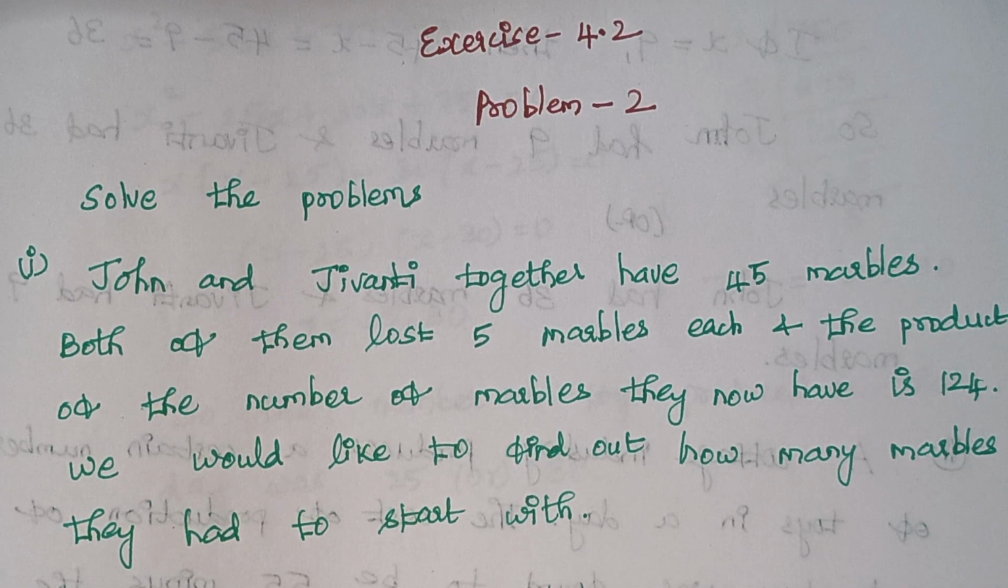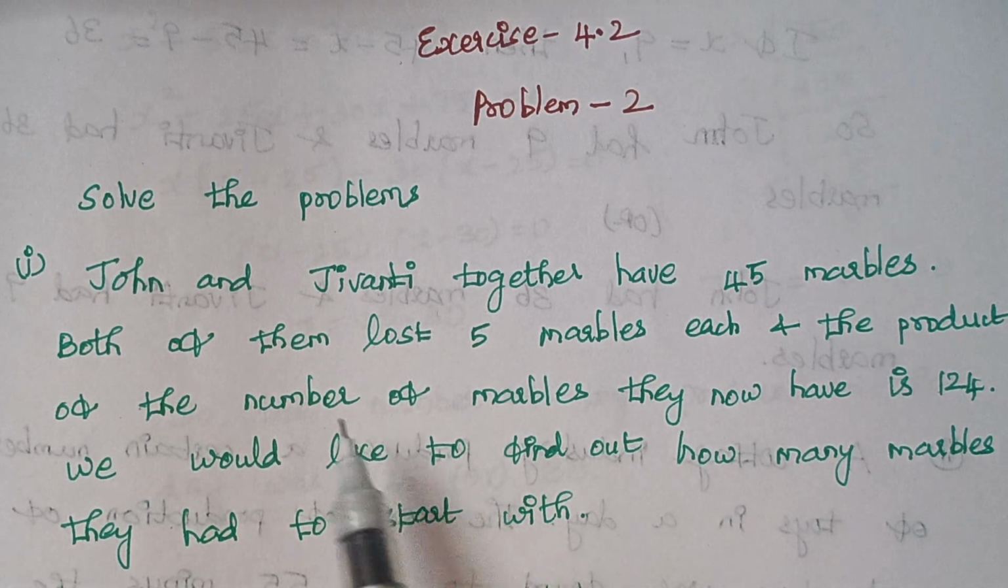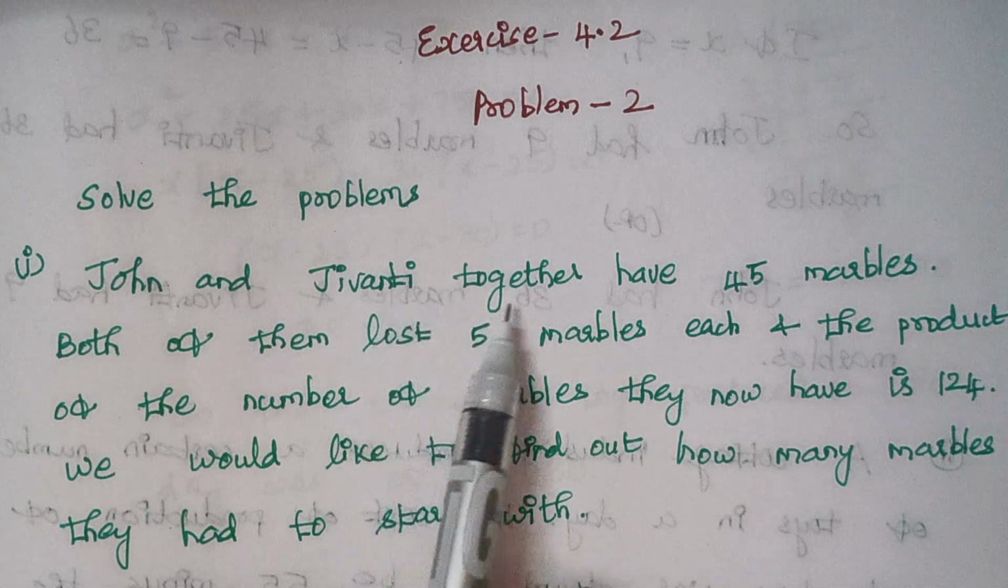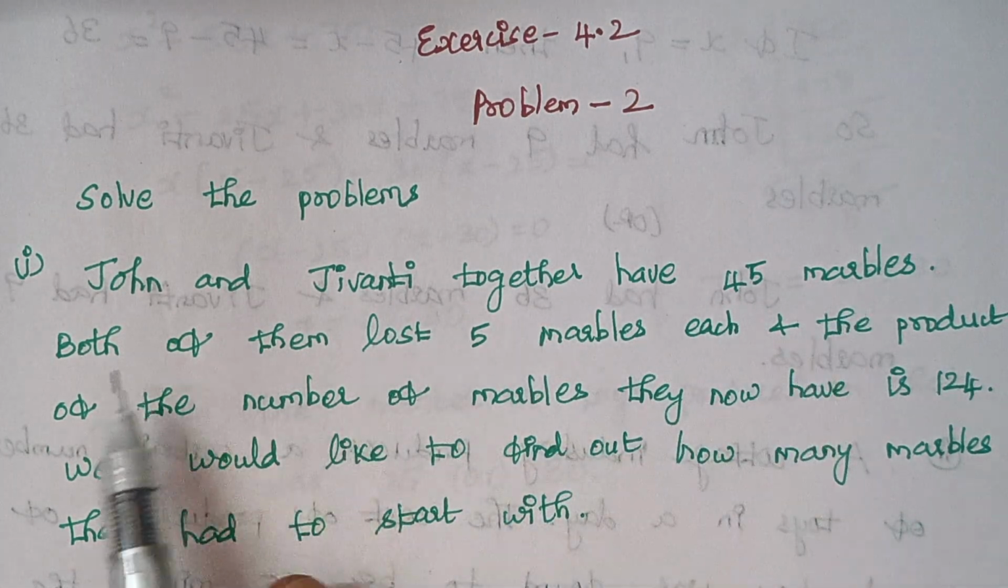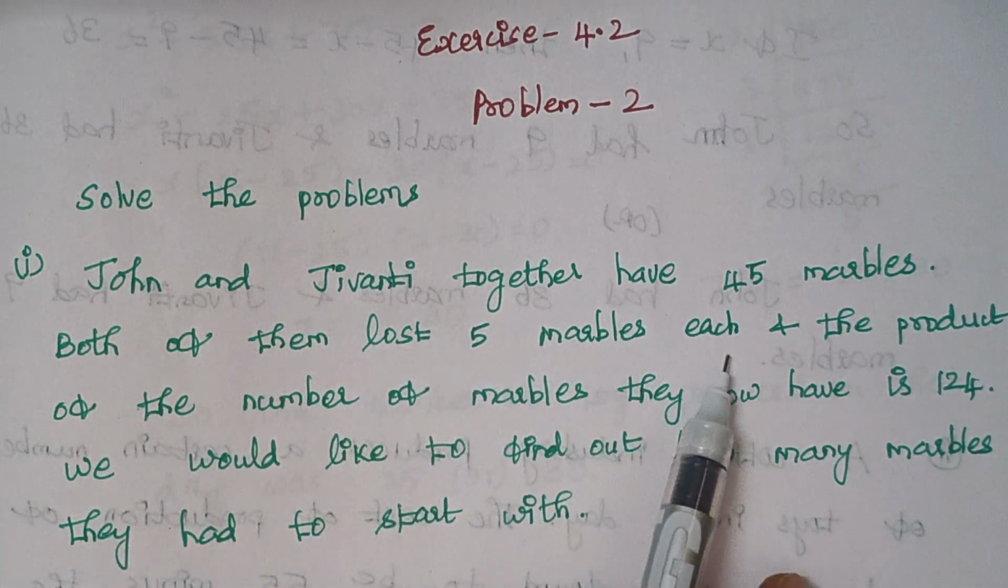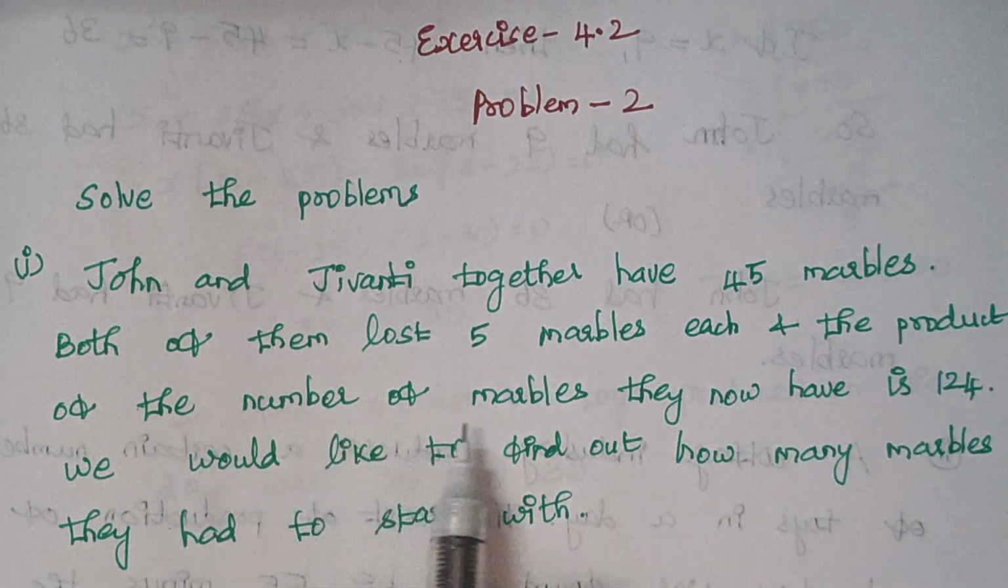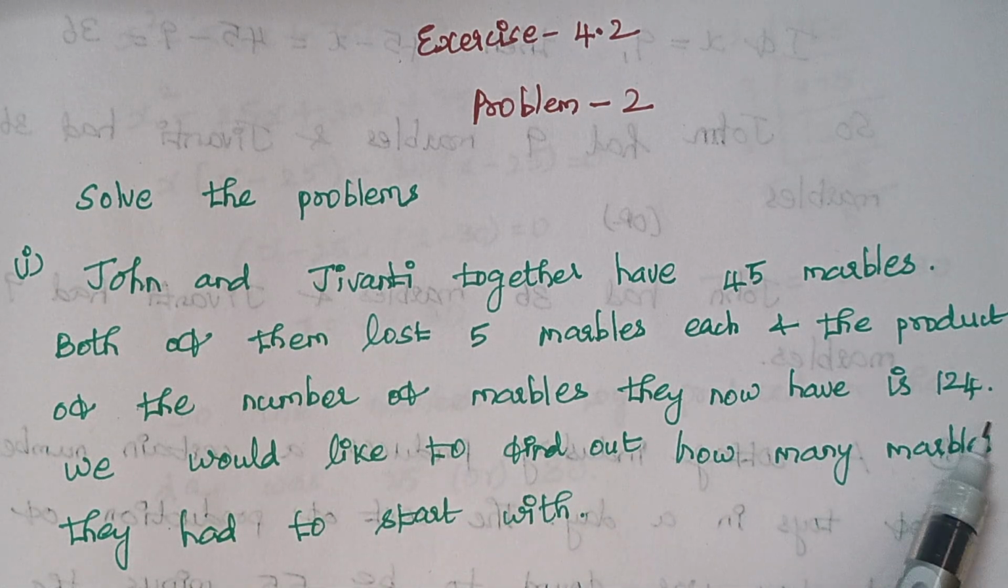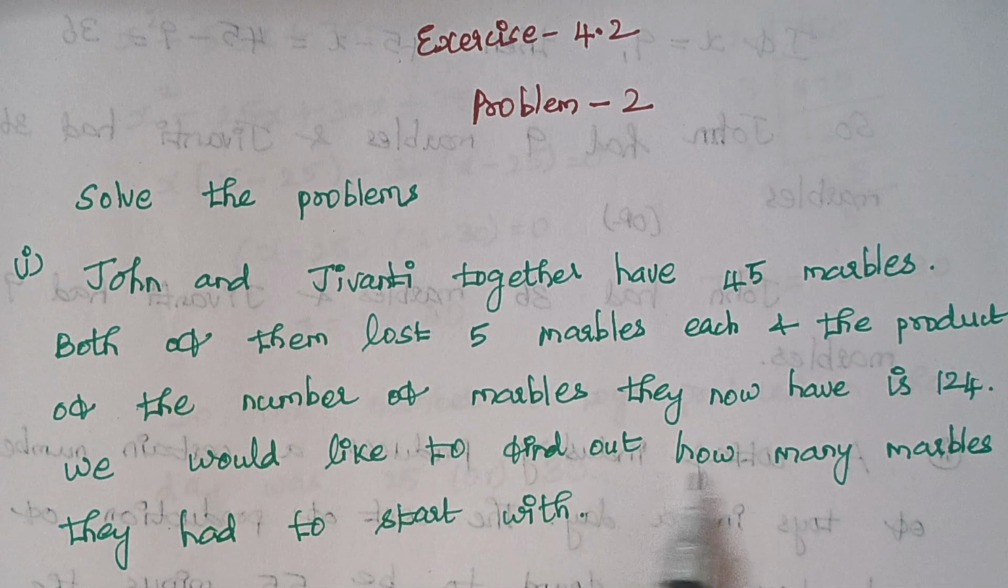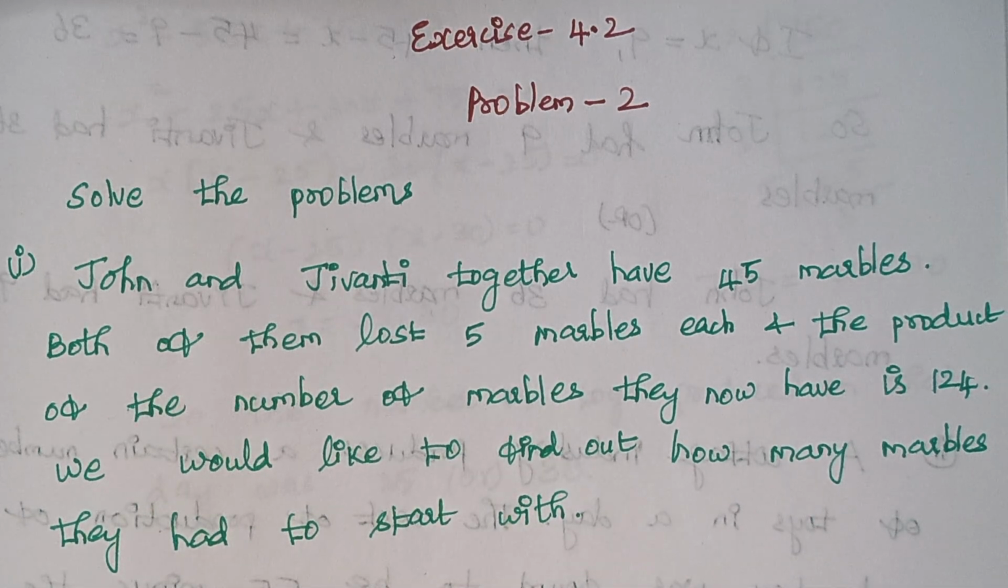Today we are going to solve problem 2 in exercise 4.2. The problem is: John and Jivanti together have 45 marbles. Both of them lost 5 marbles each and the product of the number of marbles they now have is 124. We would like to find out how many marbles they had to start with.